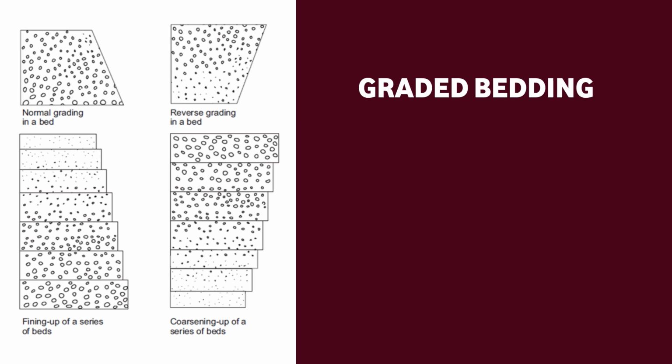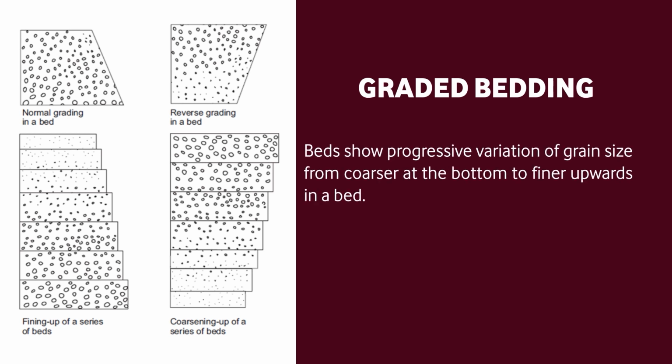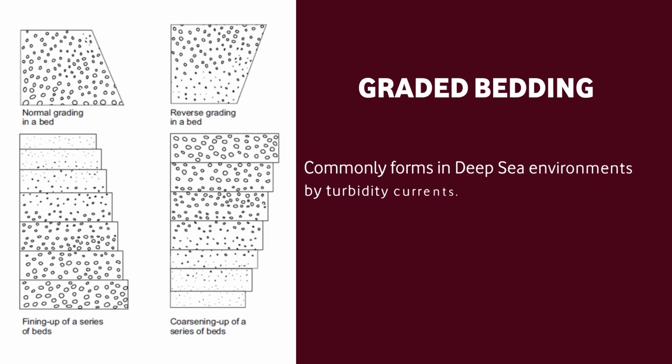Fining upward cycle is very common, especially in fluvial river deposits and other things. On the other side, there is a reverse grading where the finer is at the bottom and the coarse at the top. These are called coarsening upward cycles. This is very common in the coastal areas, in a high energy area, tidal flats, where the fine grains settle first and the coarser grains come last. The graded beds show progressive variation of grain size from coarse at the bottom to fine upward. They are commonly formed in deep sea environments by turbidity currents.